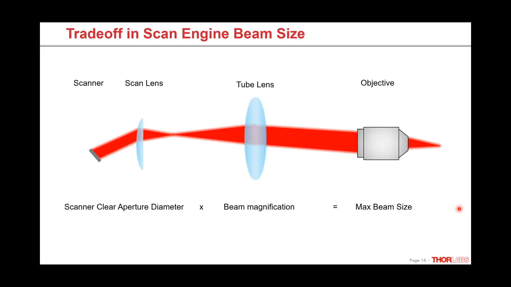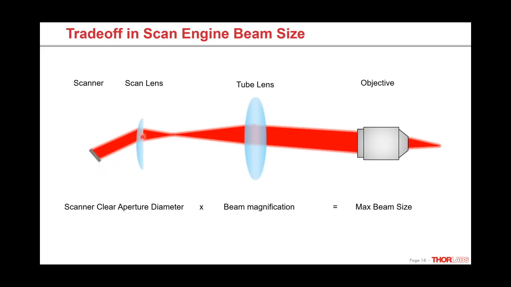So you may think that if this angle is reduced by the scan engine magnification, then you would want a scan lens and tube lens to have a 1 magnification, so this angle is not reduced. But there are other trade-offs in scan engine design that we're going to want to be thinking about. And one of those is the maximum beam size you can place into an objective. The largest area of beam that can reflect off the scanner is limited by the clear aperture size of scanners.